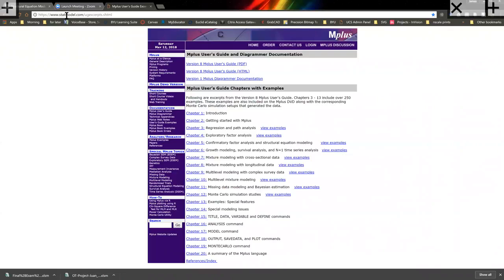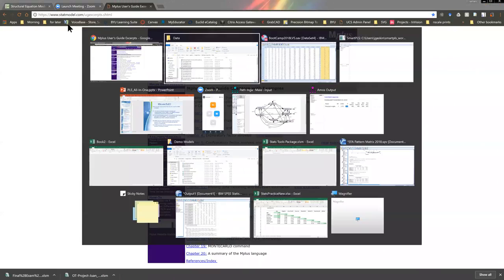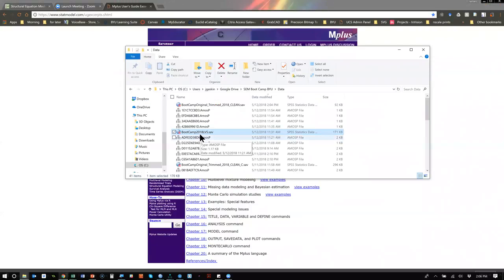Is that file in the data set? The file we're going to use, is that in the data set? We're going to use SmartPLS, and the data set we're going to use is LVS, this one right here, Bootcamp 2018 LVS. LVS stands for latent variable scores, by the way. But we need to convert this .sav into a .csv, comma separated value file.